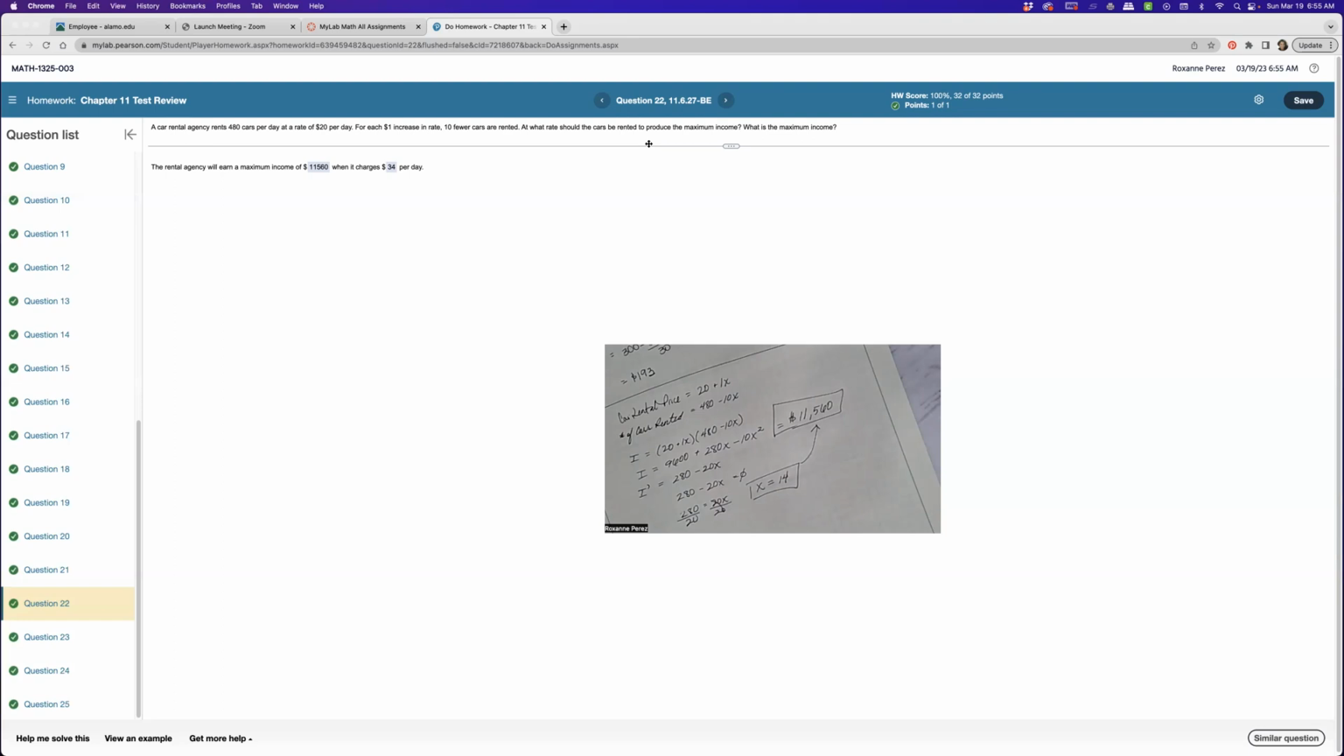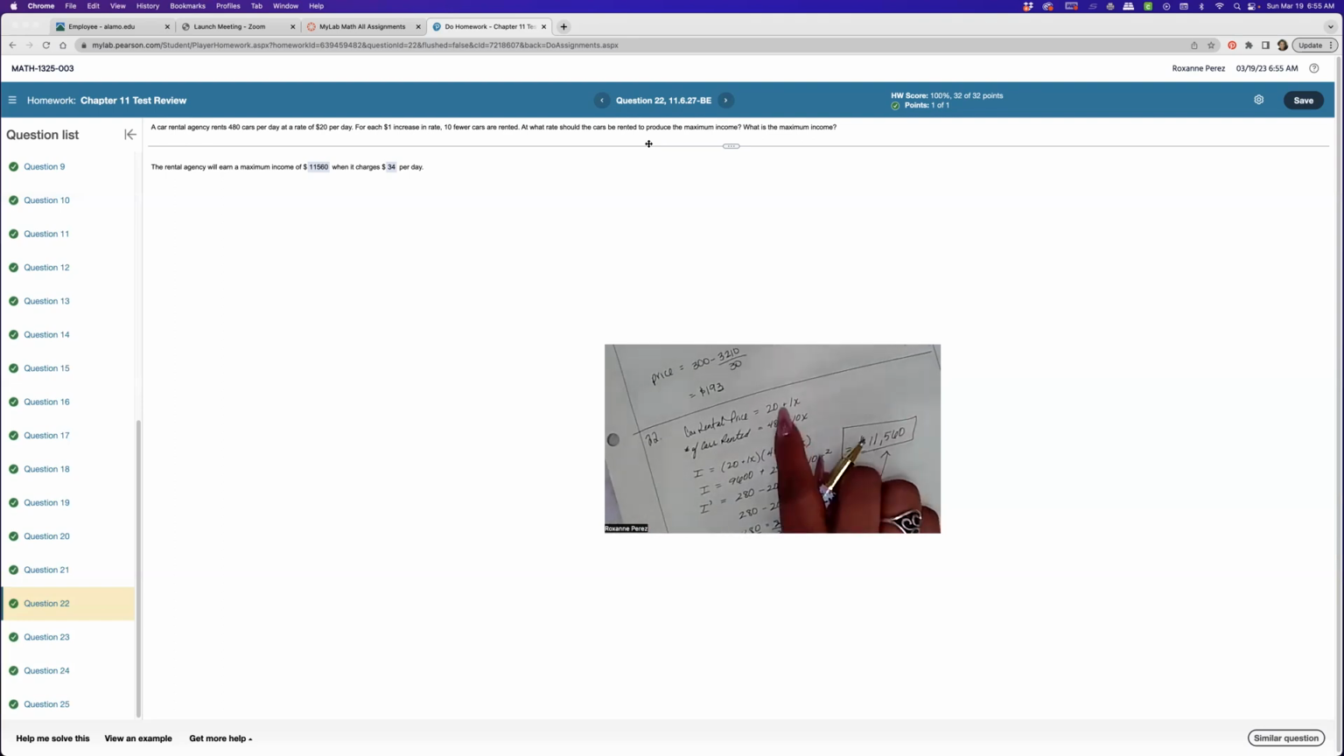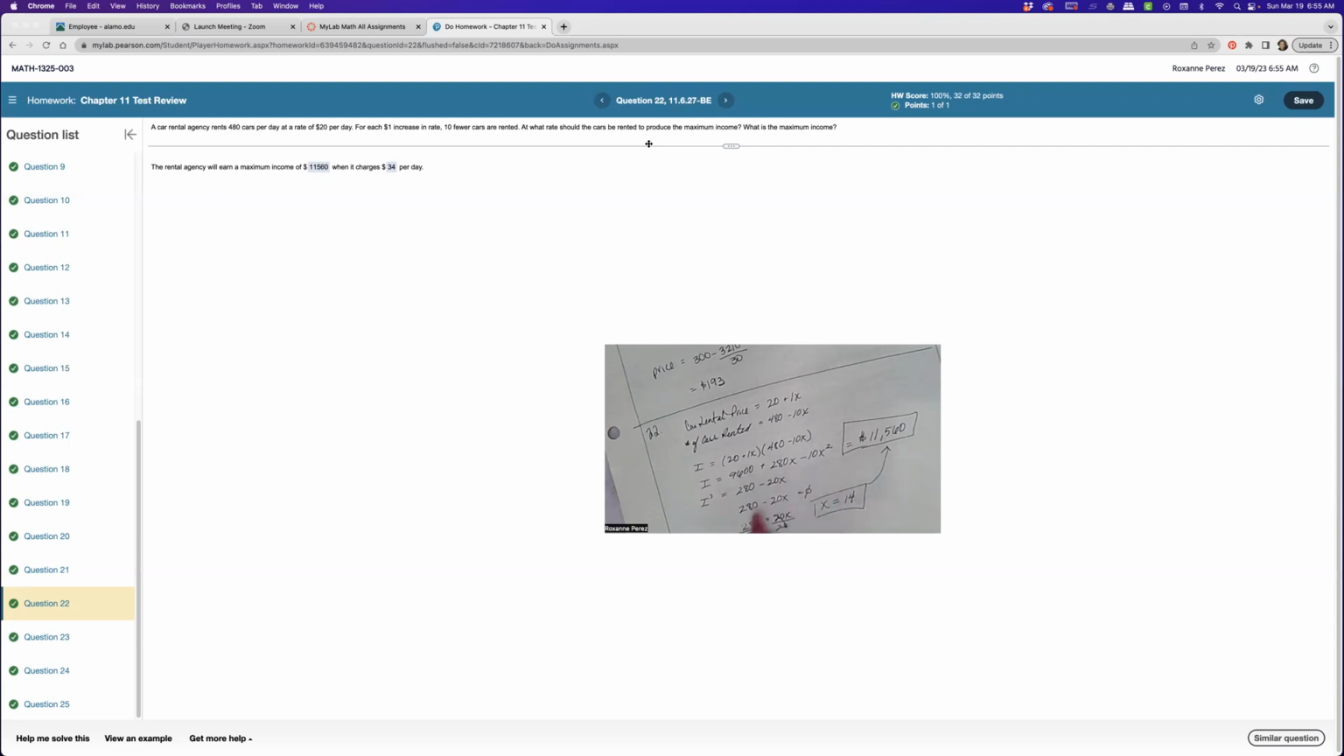Okay. So really it's just setting up these two factors, doing some algebra, and then take your first derivative and solve. Okay.